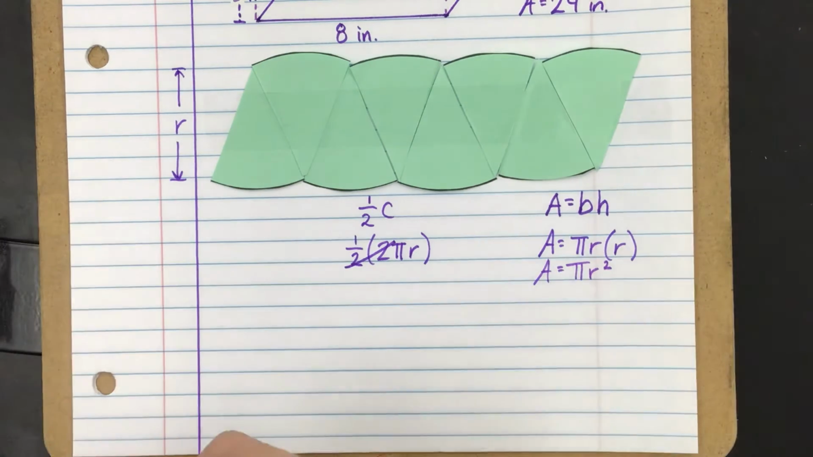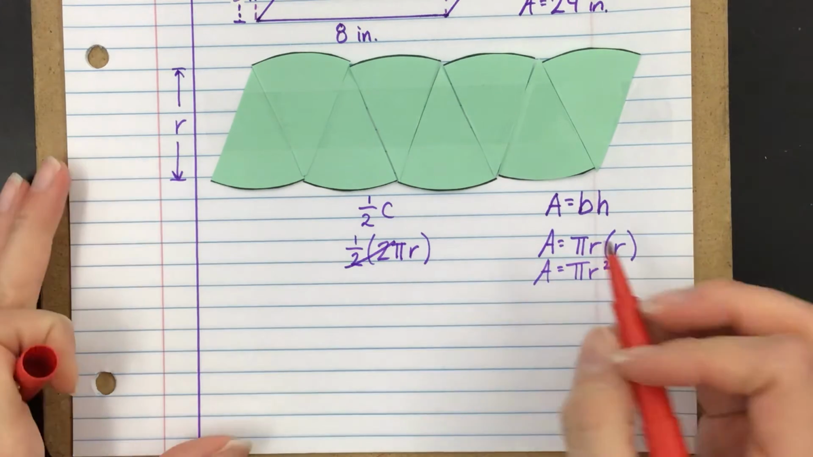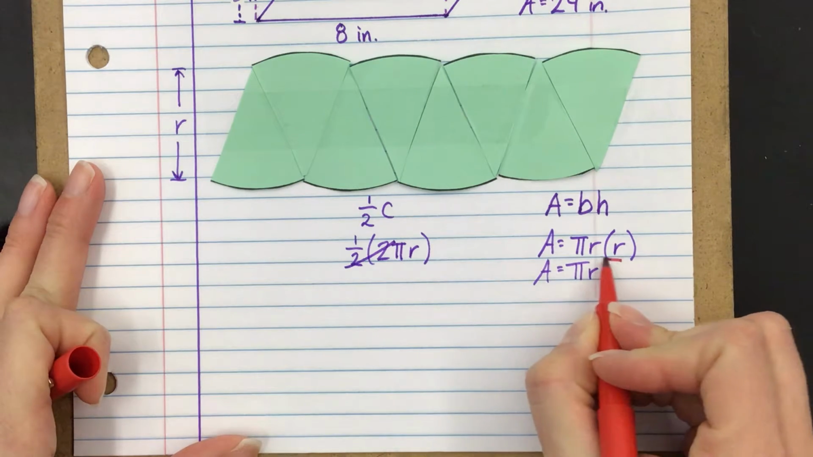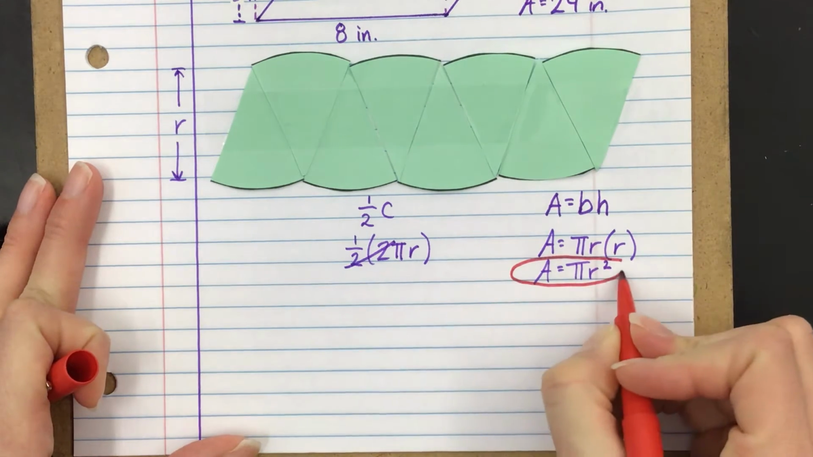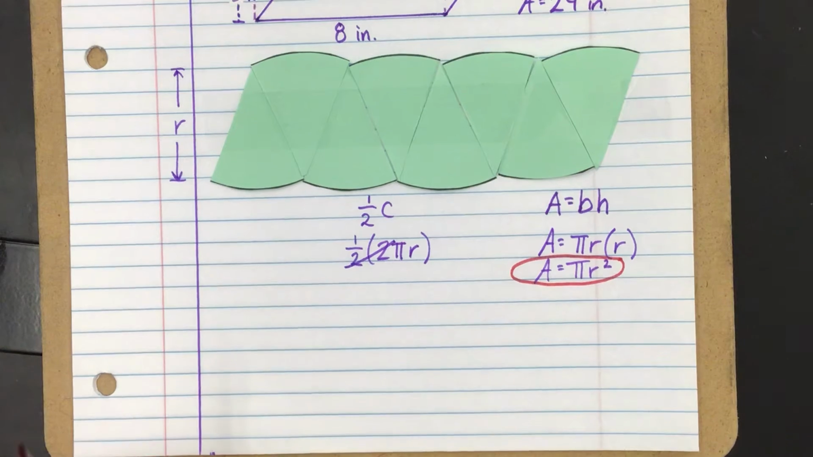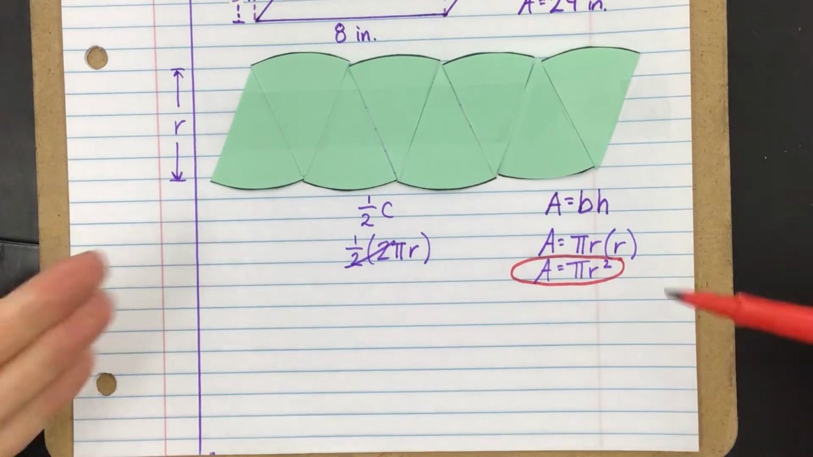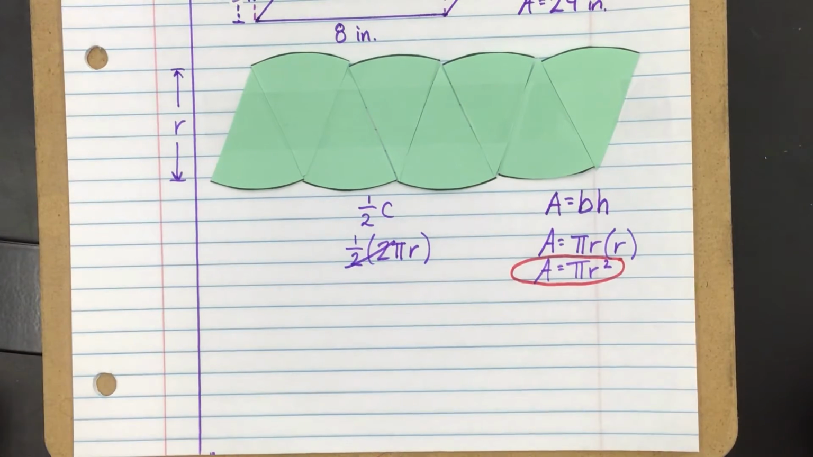And there we did it. The formula for finding the area of a circle is area is equal to pi r squared. And now you know how we get it. Okay, we pretty much base everything off parallelograms, which I'm going to show you in just a minute too.